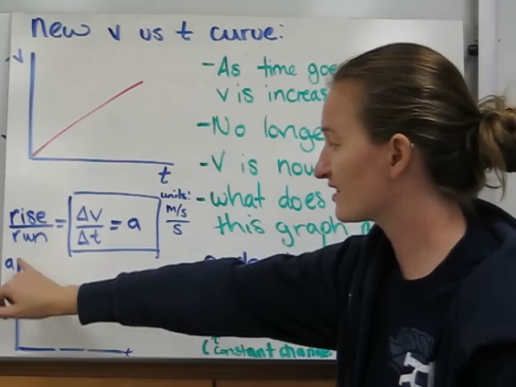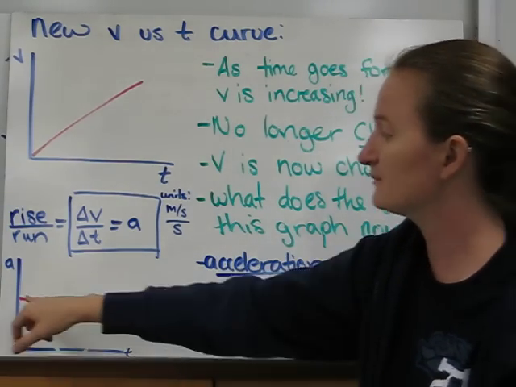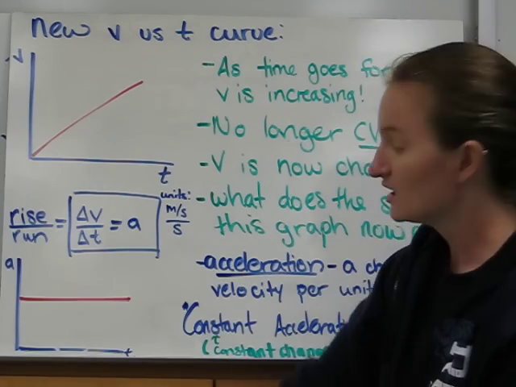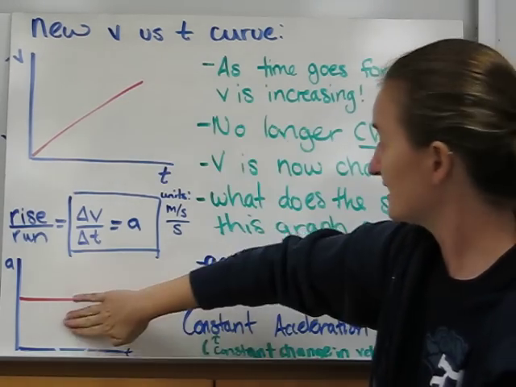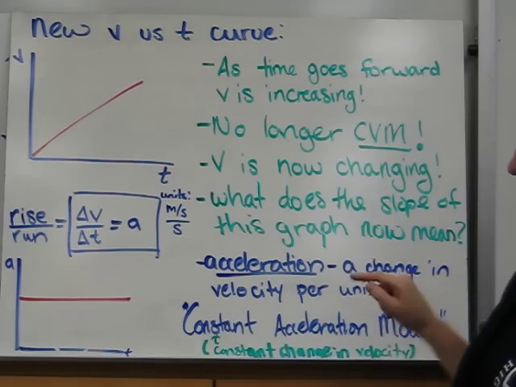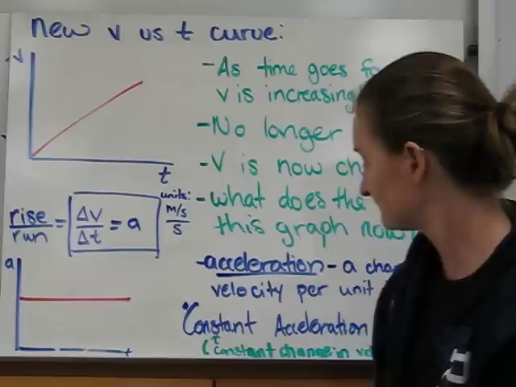So if we were to graph the acceleration for this time, we would show that over the entire time, the acceleration stayed the same. So this is our new flat line. Our velocity is no longer flat. In the constant acceleration model, now we have that the acceleration is a flat line.